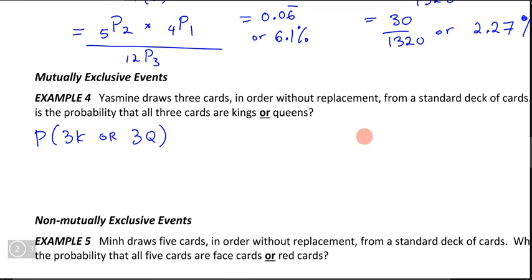Okay, so this is an or problem. Again, this is why we're doing mutually exclusive events. So they're separate. Remember, they are separate. Think of the diagram that has 2 separate sets. So I can draw my first event, 3 kings, or drawing 3 queens. So individually, I'm looking at the probability of drawing 3 kings, and I'm adding it to the probability of drawing 3 queens.